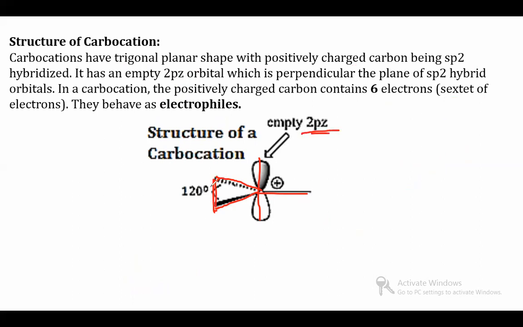We know that in sp2 hybridization, the bond angle is 120 degrees, and the pz is perpendicular and electron deficient. There are 6 electrons around the carbon, hence it is called a sextet of electrons, and it behaves as an electrophile. So you need to remember that a carbocation acts as an electrophile.